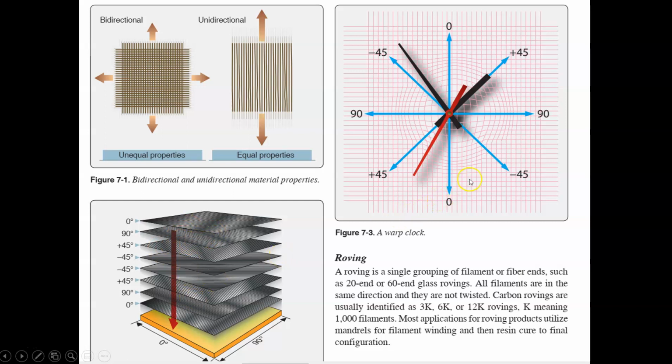A warp clock is this illustration that they show here in figure 3. You need to know that that's a warp clock. We need to know warp, we need to know roving, and we need to know bidirectional and unidirectional when it comes to the material properties.